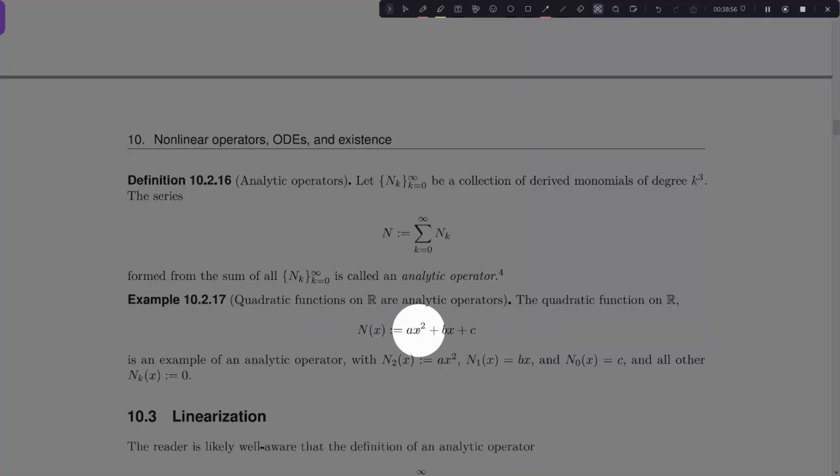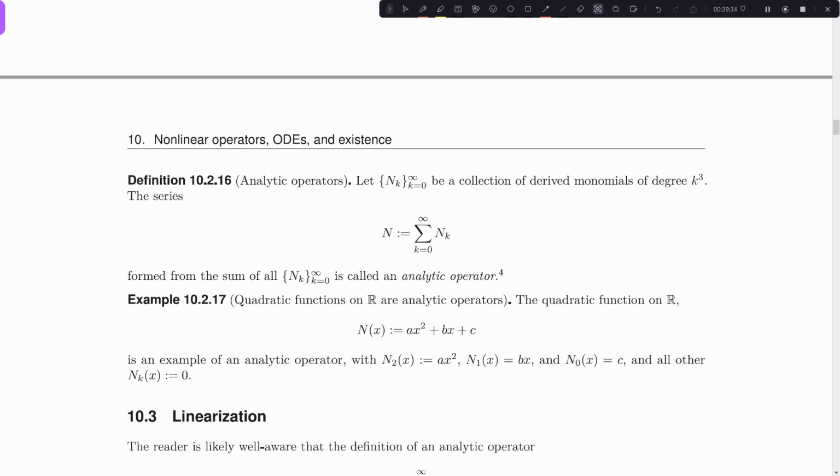So if I just consider the classic quadratic functions on the real numbers, ax squared plus bx plus c, it's an analytic operator because n sub 2, which is the k equals 2 term, is ax squared. You can confirm that would be a bilinear operator if instead of x squared I had x and y or something like that. Bx, you can confirm that that's a linear operator, a one linear, right? One multilinear and linear are the same. And then c, which is a constant, is a zero multilinear operator, right? It has zero inputs, and it just has the constant as the output. And every other multilinear operator there is zero. So this is a nice example of an analytic operator, and these are the ones we're going to be thinking of.